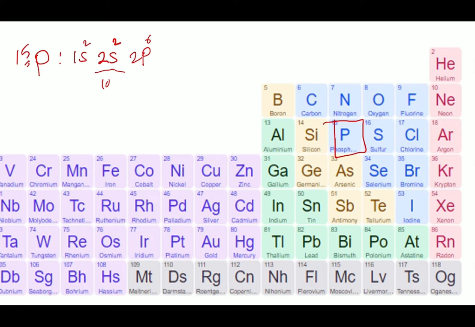How many electrons are left? We have 5 electrons. You have to go to 3s and fill 2 electrons, and now we have filled 12, and then we go to 3p. How many electrons should we add? We have to add 3 electrons. What do we conclude from this one?